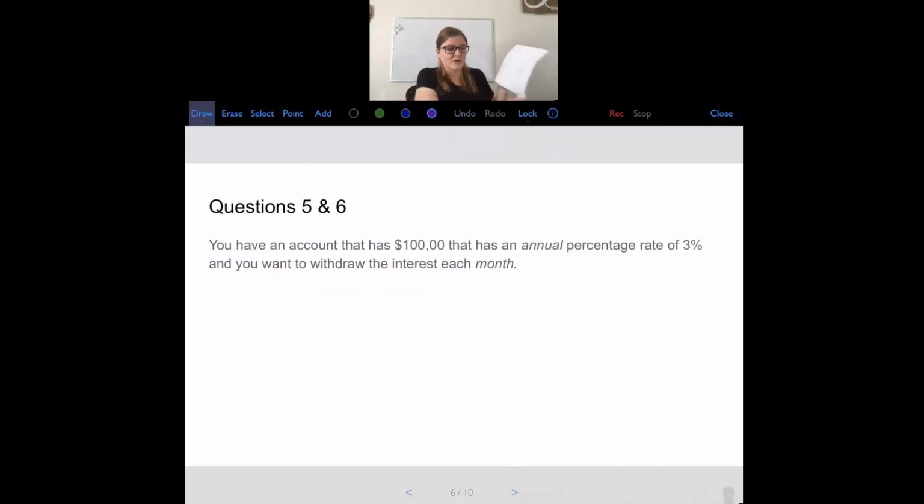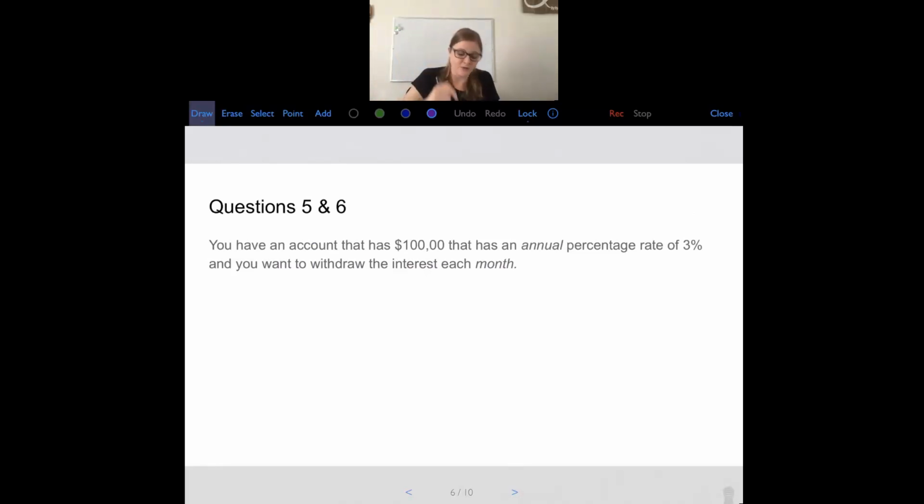Questions 5 and 6 are working a little bit differently. These are part percent whole type problems, so let's take a look. You have an account that has $100,000 with an annual percentage rate of 3%, and you want to withdraw the interest each month. So each month this is accruing some interest, and let's say you want to take it out. So you're almost withdrawing it as a source of income.